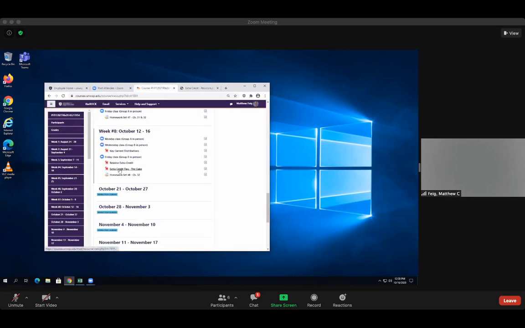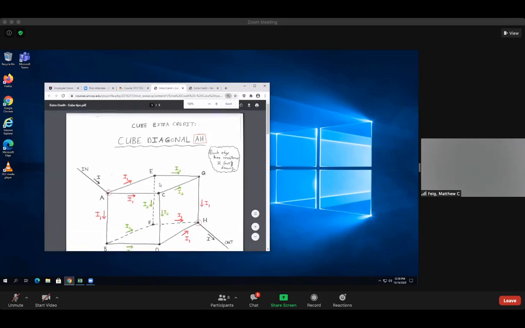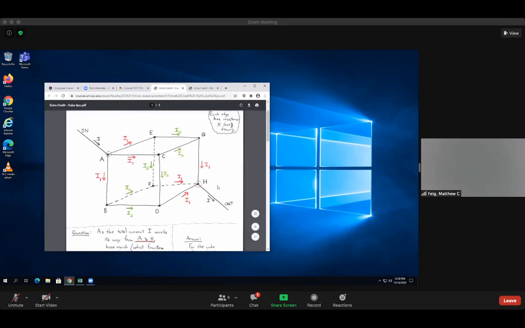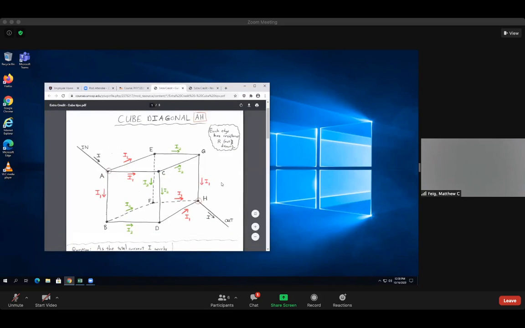And extra credit tips, the cube. And this is giving it away. I was going to build up to this. I mean, I said I would give the answer for AH.